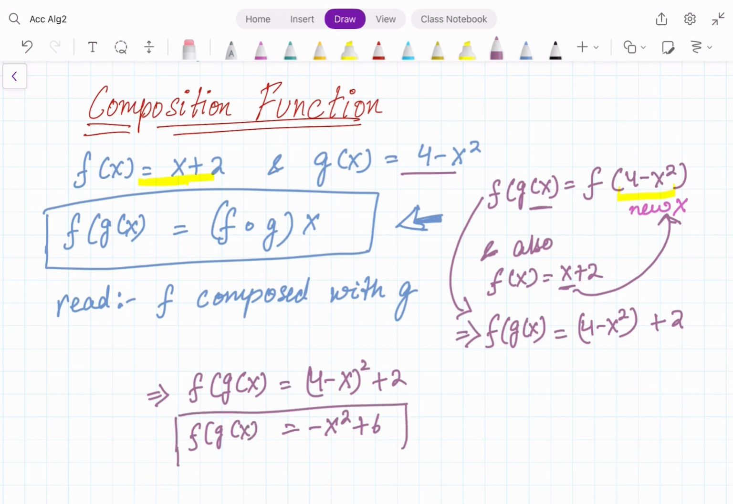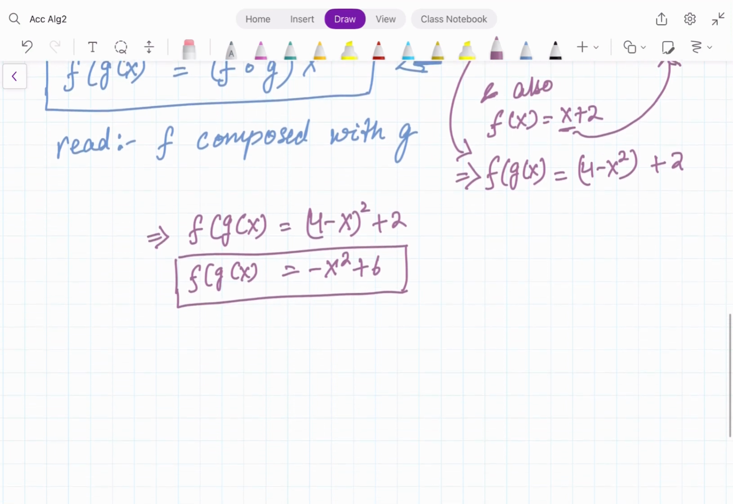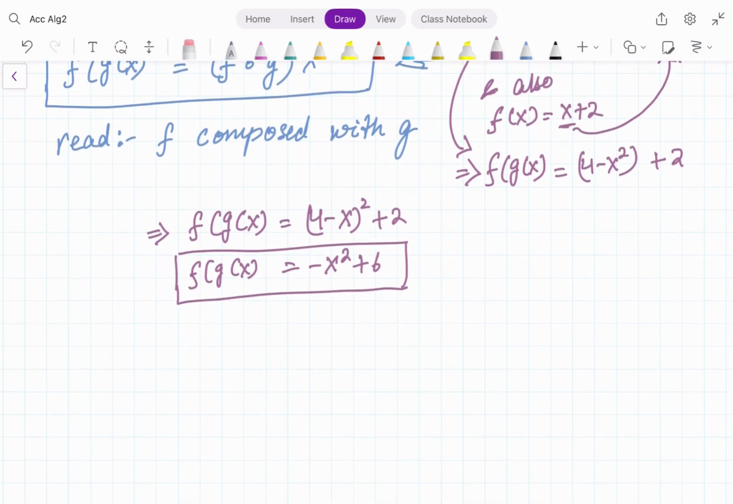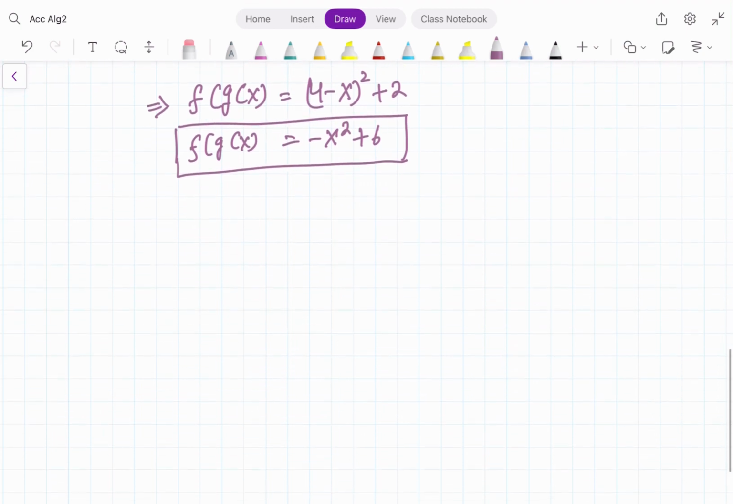Now, a few things you need to understand. Remember a few points. This is f composed with g. Can I also write g composed with f? The answer is yes. But do you think f composed with g will be equal to g composed with f every single time? No. They might be, they might not be. So remember one thing: order is very important for the composition function. You cannot mix up the order.